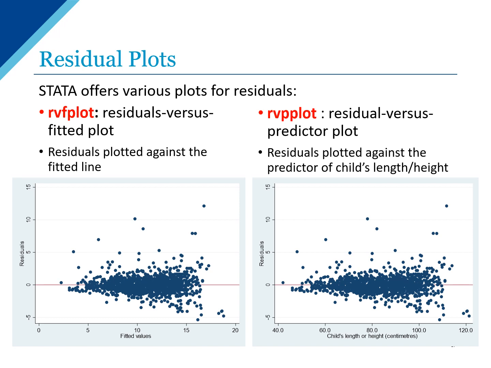Stata offers various plots that you can use to plot your residuals. You want them to be grouped close to the red 0 line. On the left, the RVF plot plots your residuals against the fitted line. On the right, the RVP plot plots your residuals against the predictor of child's length or height. In both of these, the plotted points seem to be linear.